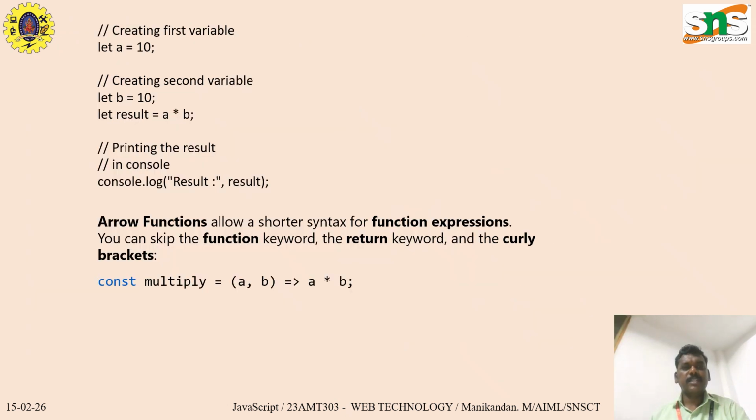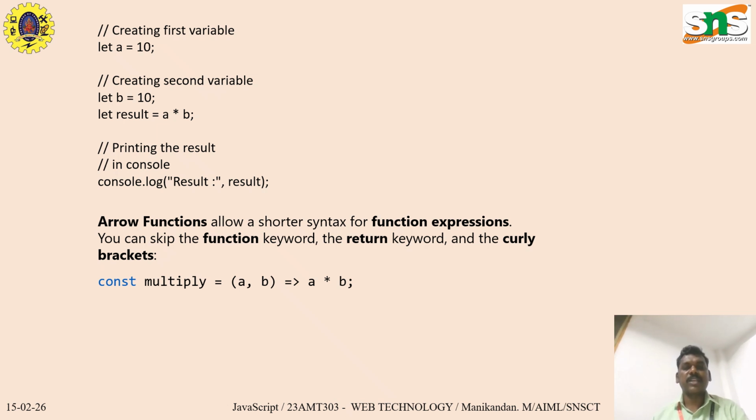In this, we saw the difference between a normal JavaScript program and using an arrow function. In the first one, we create a variable with a value, then create a second variable with some value, then multiply them in one variable and show the result. But if it is a single expression, then we can execute it using arrow functions.